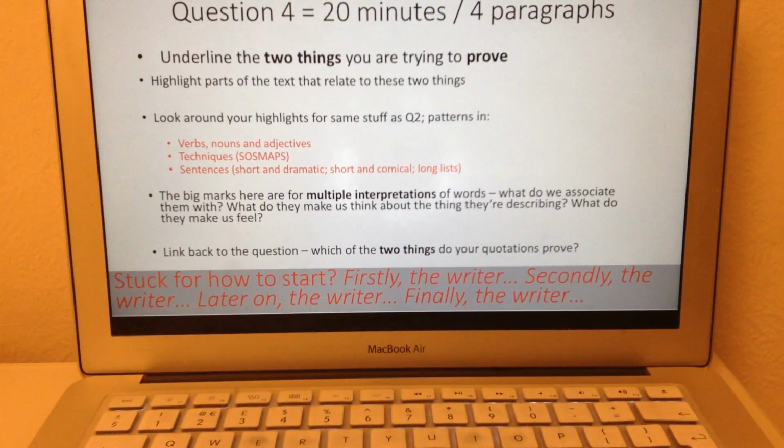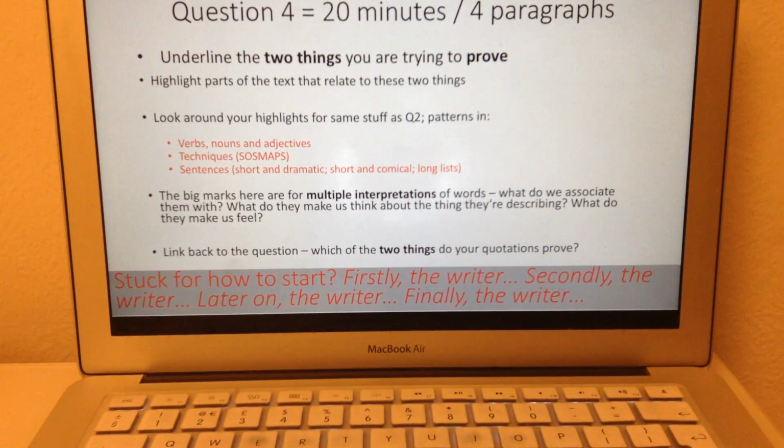If you're stuck for how to start, there are some ideas at the bottom, but you're probably a bit familiar with these by now. So good luck. You've got 20 minutes to annotate and then to write your 4 paragraphs up, and you're done. Pause now and unpause when you're finished.